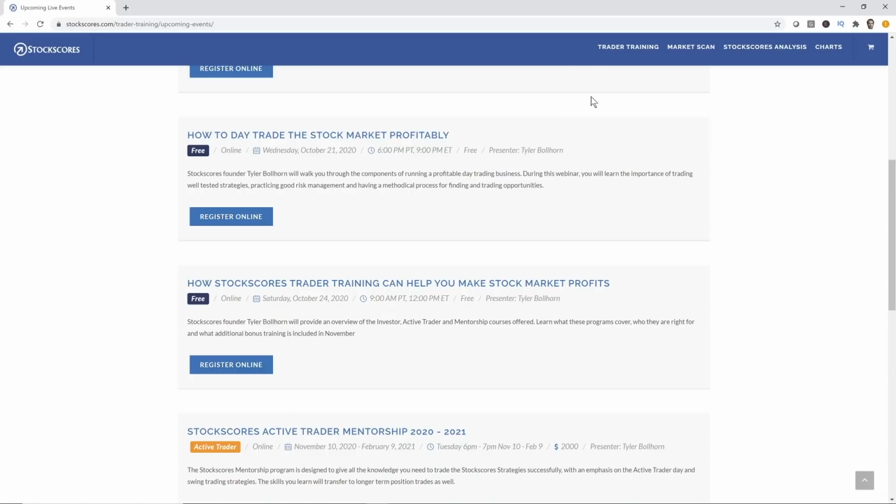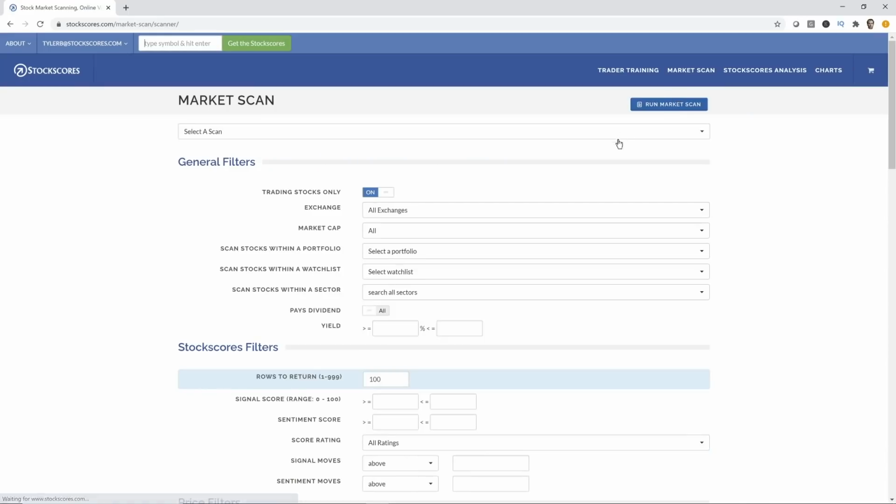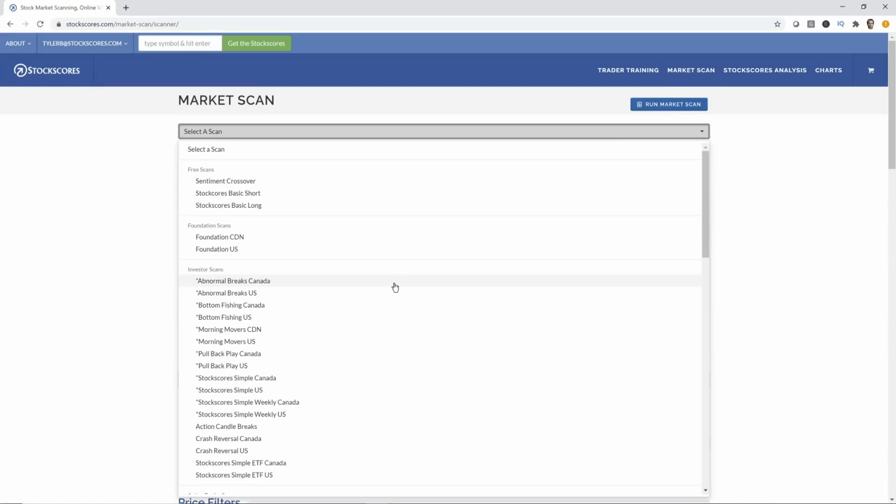All right, well, now let's jump over to the Stockscores market scan. With the Stockscores market scan, we're going to search through the entire market in search of stocks meeting a strategy. So the strategy I'm going to apply this week is called the Abnormal Breaks Canada. We'll take a look at that. Just jump over to the Stockscores website, go to the market scan, and from the pull-down menu, I am going to select Abnormal Breaks Canada.